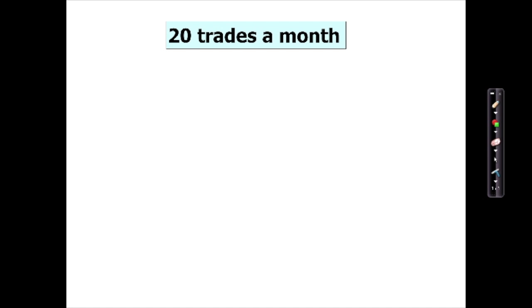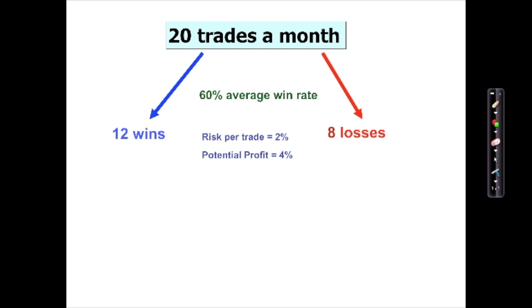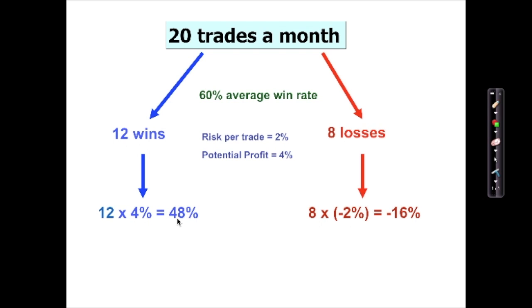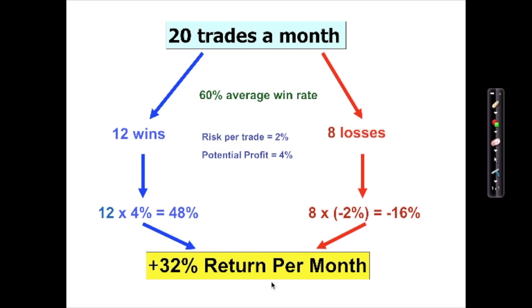If you do 20 trades a month, for example, and on average, you're winning 60% of the time. Let's be conservative. Let's say you win 6 out of 10 trades, okay? That would be 8 losses and 12 wins. Now, bear in mind that whenever you make a loss, you are risking 2% of your capital. And for every win, you're gaining 4% of your capital. So the net result is 32% return a month. So here's the point. You don't have to be right all the time. Even if you're right 60% of the time, you're getting a 32% return on your capital every month.